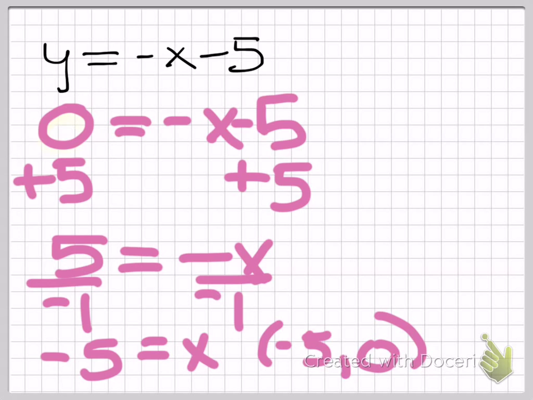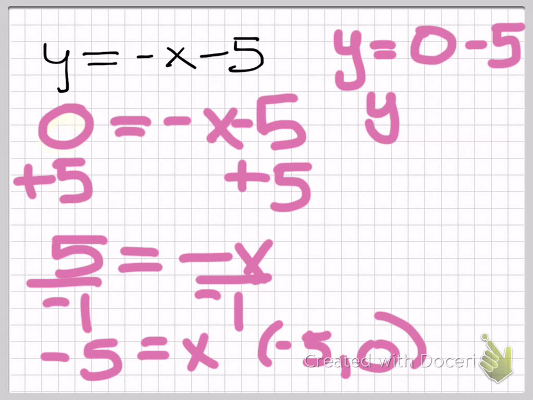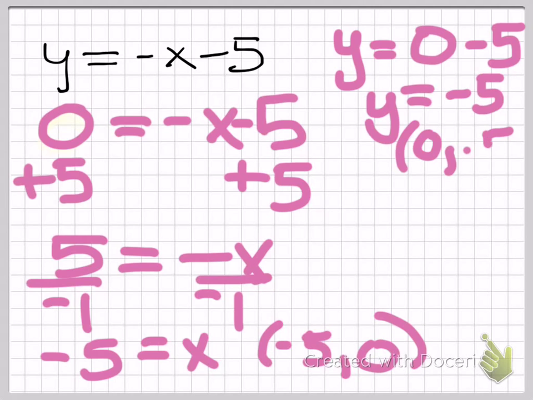And I'm going to do the same thing with finding my y intercept. So I'm going to plug in 0 for x. So y is actually also -5. So this point would be 0, -5.